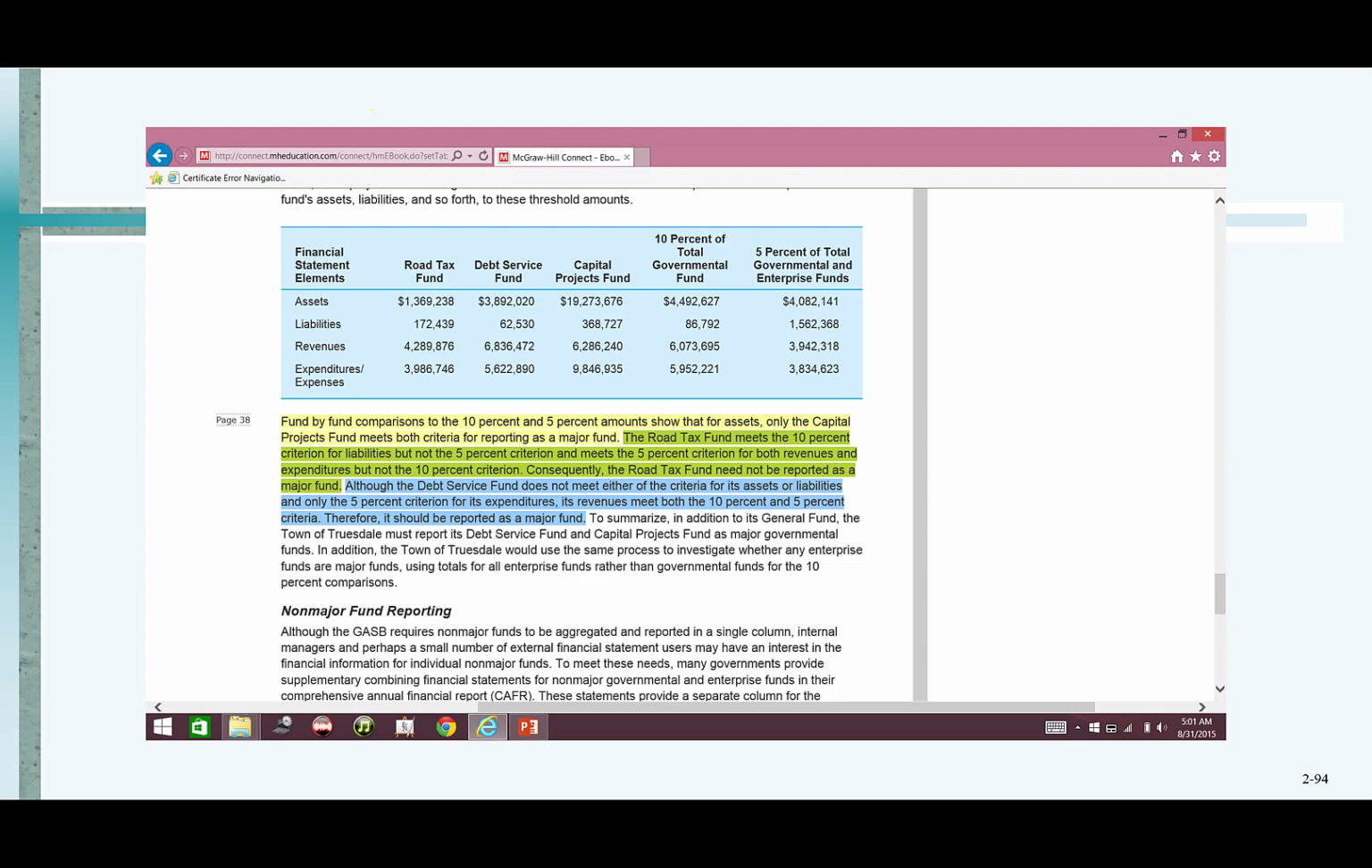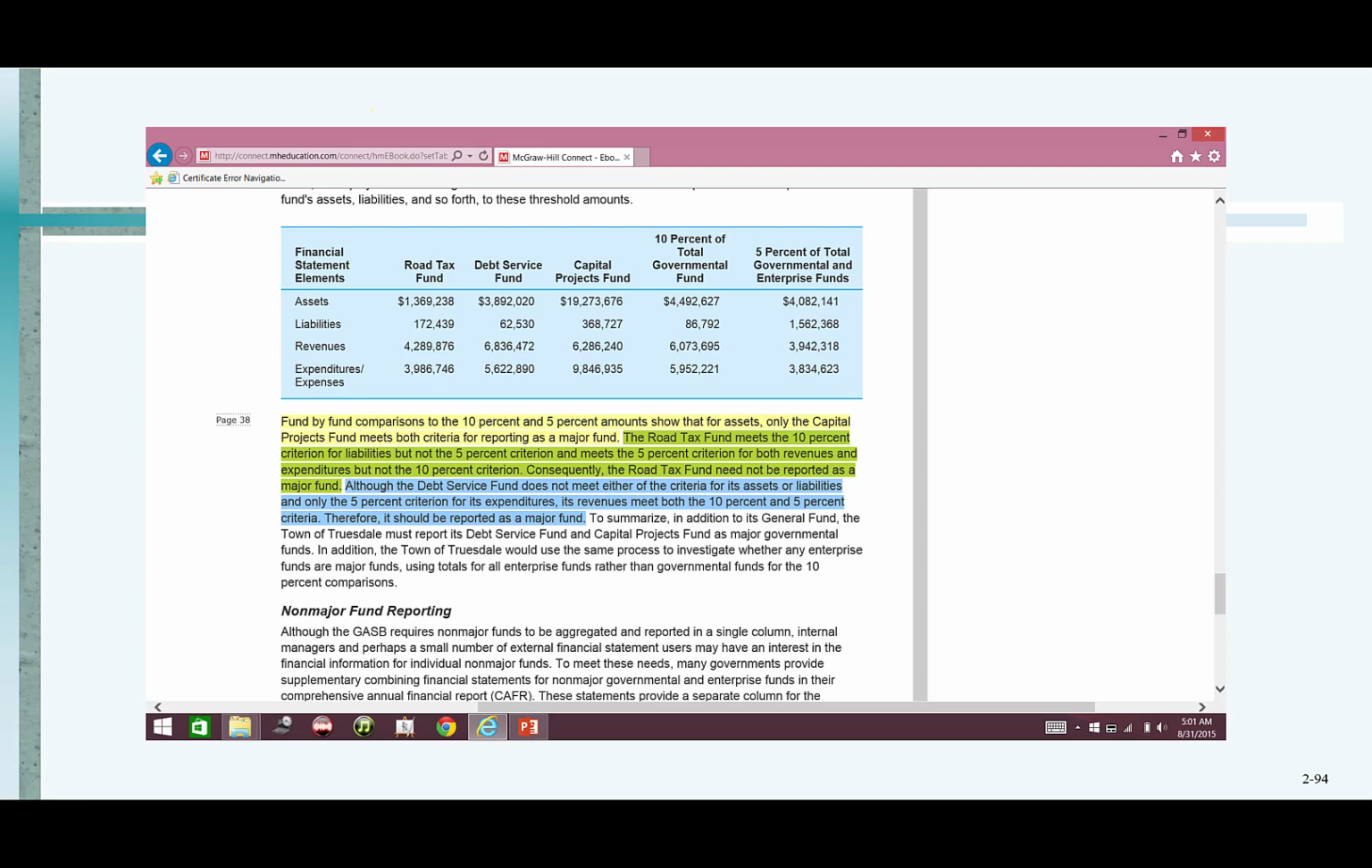But then I move to the next line item, liabilities. And the liabilities of the road fund is $172,439. Did it pass the 10% test for liabilities? Yes, it did. So I moved to the 5% test, which includes both the governmental and the enterprise funds, and oops, it didn't pass that test, so it is not a major fund based on liabilities.